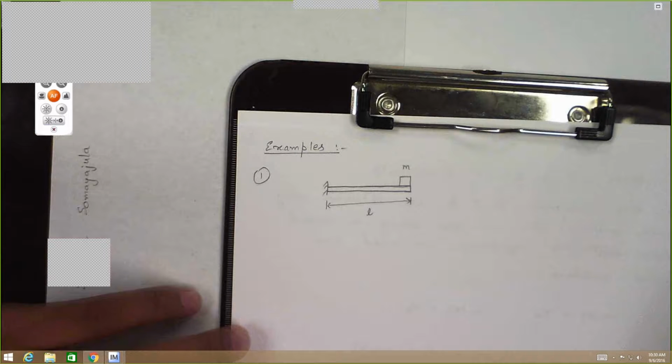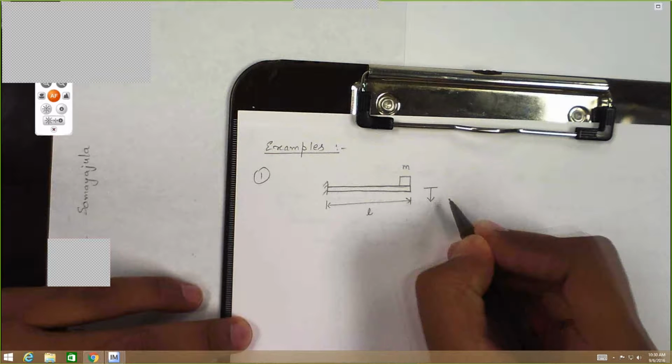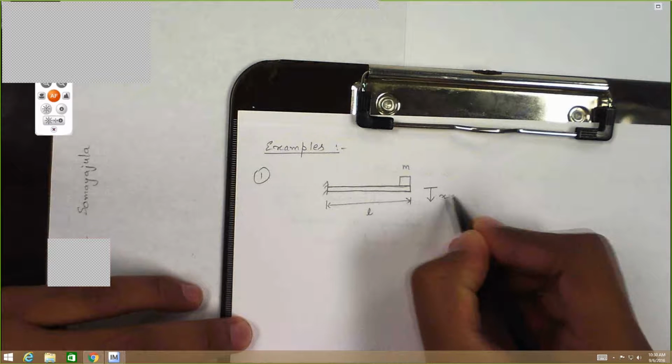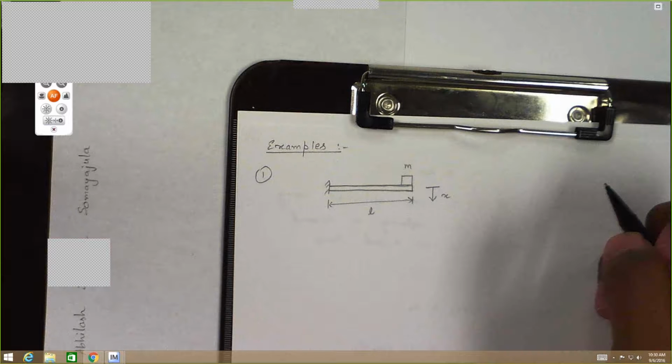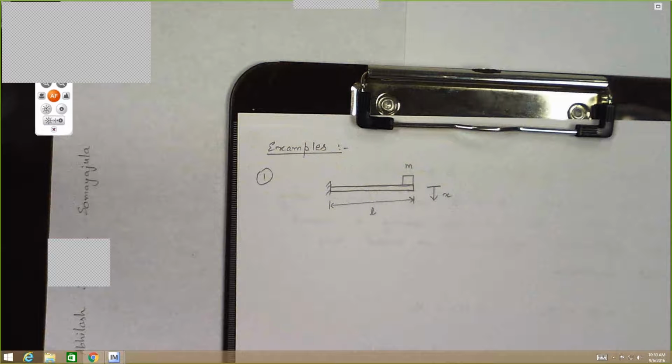and we define the deflection x from the static equilibrium position after the mass has been placed. So we want to now find out what is the natural frequency of this system.